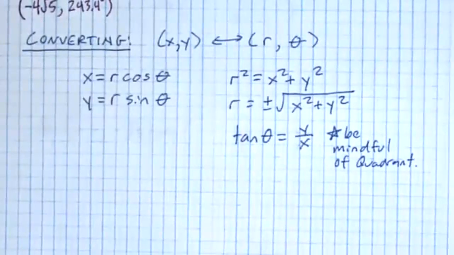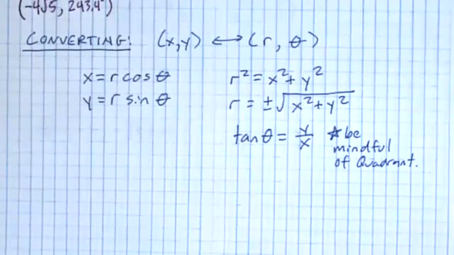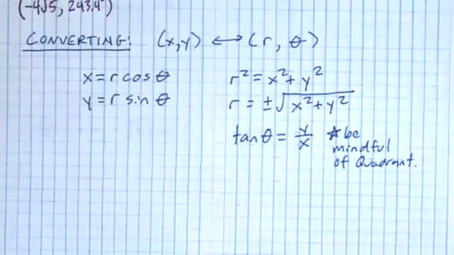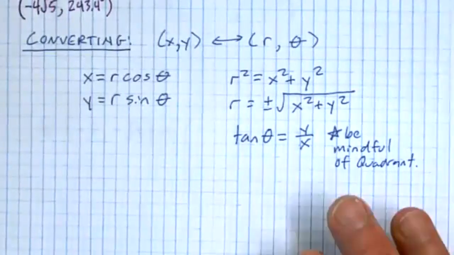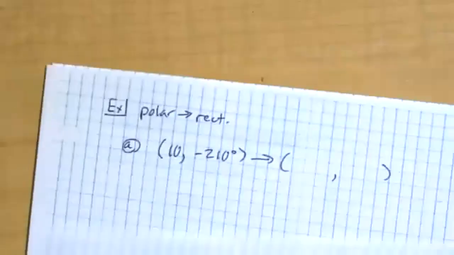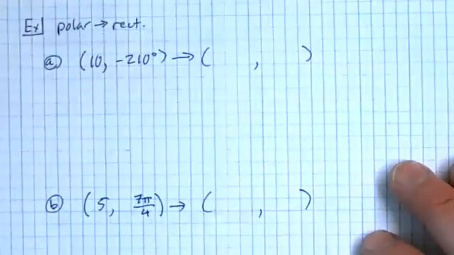Anybody need a moment to get those down? I see a couple people still writing. I'm going to give you another minute here. We're going to do some examples. We'll do 2 examples each, converting from rectangular to polar and then polar to rectangular. And then we'll talk about converting equations, which is everybody's favorite. Let's start with points though.